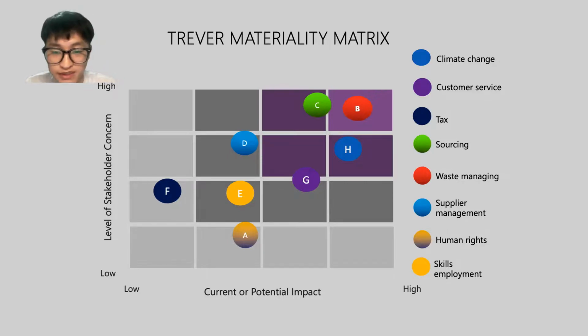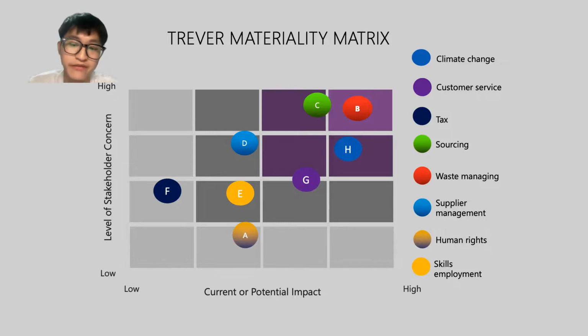So looking at our materiality metrics, the highest stakeholder concern and the highest potential impact will be waste managing, looking at the B circle. And for our company, Trevor has other concerns such as sources and the impact of climate change. That is something we want to prioritize for our issues and to improve our business model and our business strategy. And the rest, such as tax and human rights, is not something we prioritize at this moment.